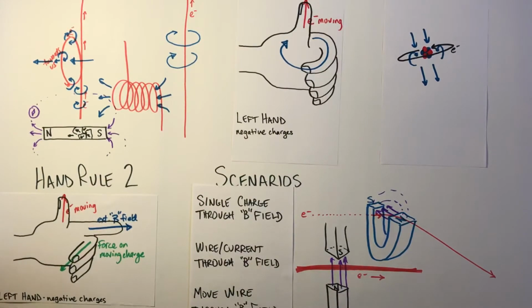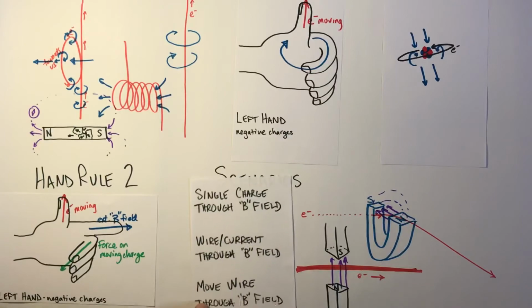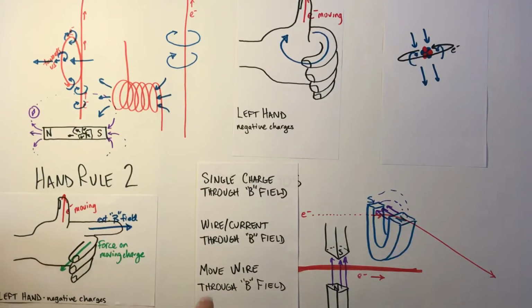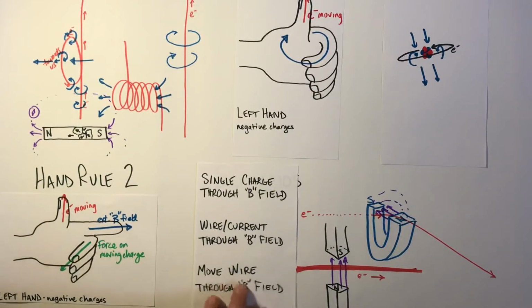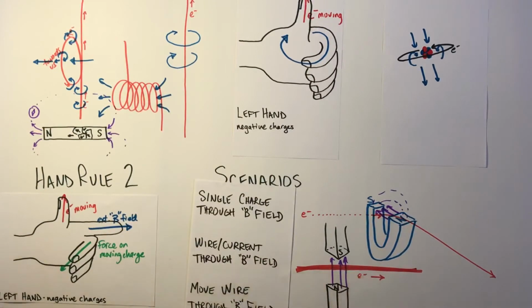Okay. All right, last scenario. I've got to scooch this up so you can see it. What if we move a wire through a magnetic field? So in this case, we forced a current. This last scenario is no external voltage. We just have a wire and we're going to move it through a magnetic field. Okay. So I'm going to use this same drawing again. I'm just going to erase this part of it.